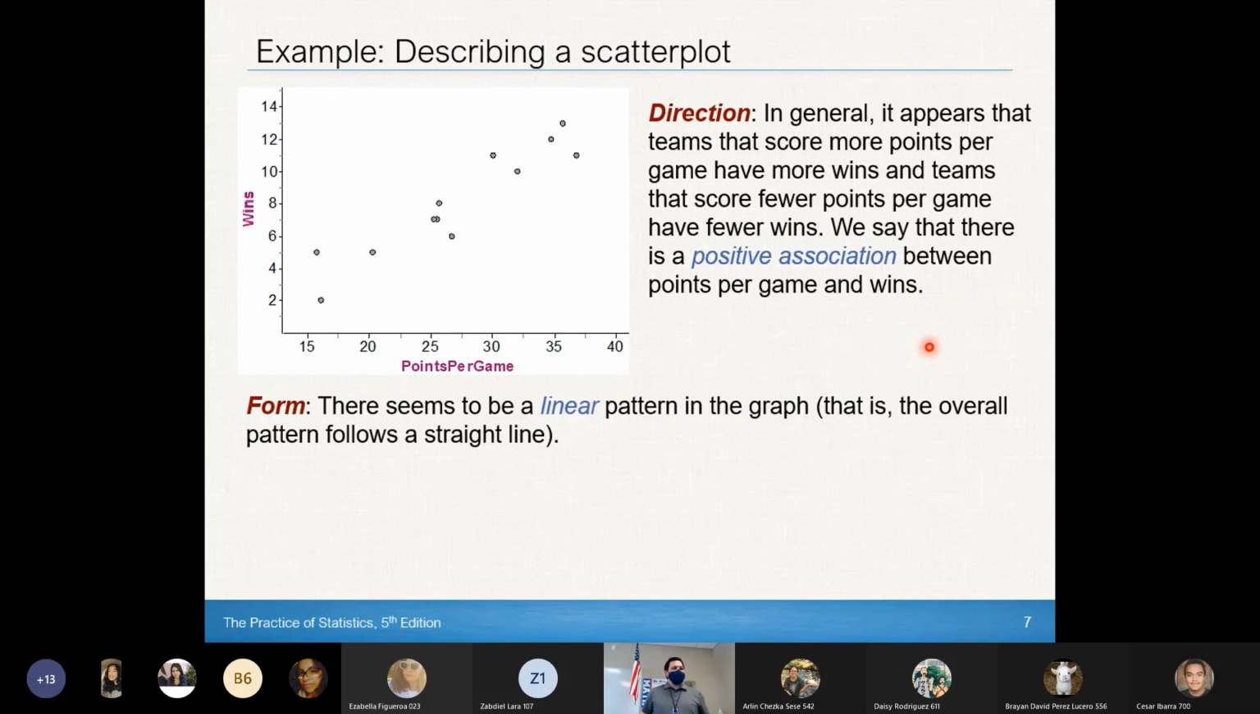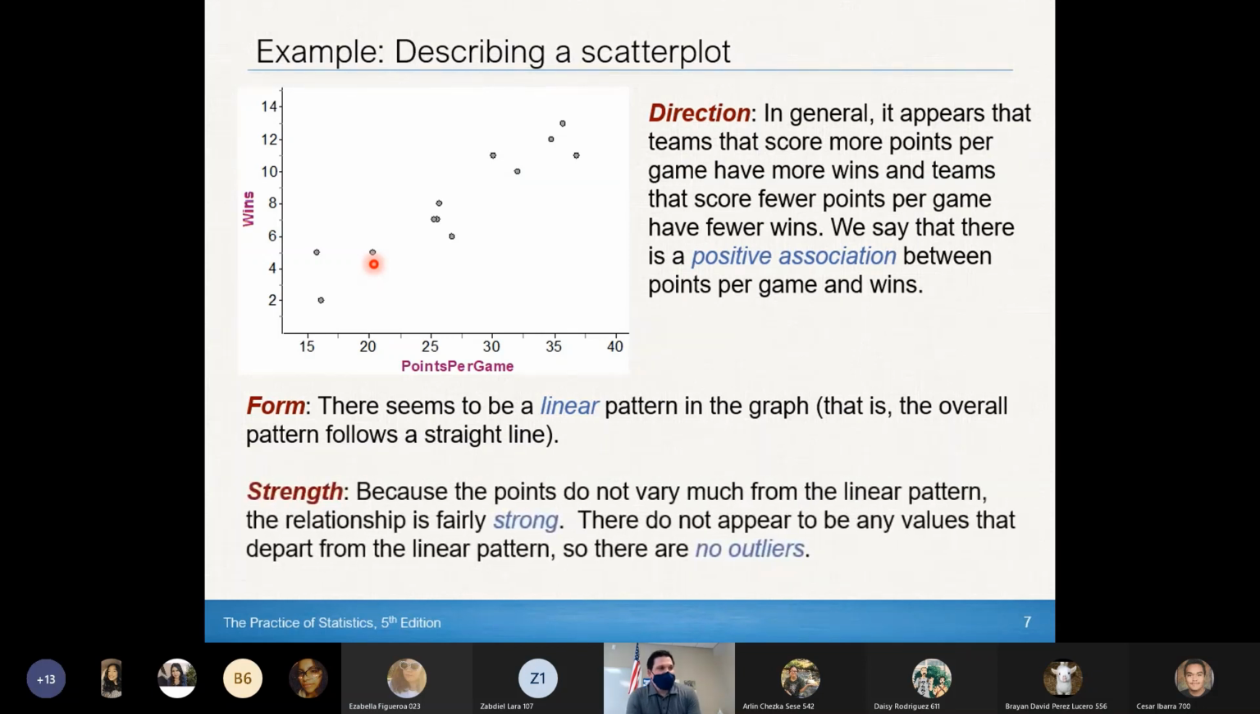Form: there seems to be a linear pattern to this graph. That is, the overall pattern follows a straight line. Compared to the previous example, this is much more of a straight, linear pattern than the curved pattern we saw in the other one. And strength: because the points do not vary much from the linear pattern, the relationship is fairly strong. There do not appear to be any values that depart from the linear pattern, so there are no outliers.